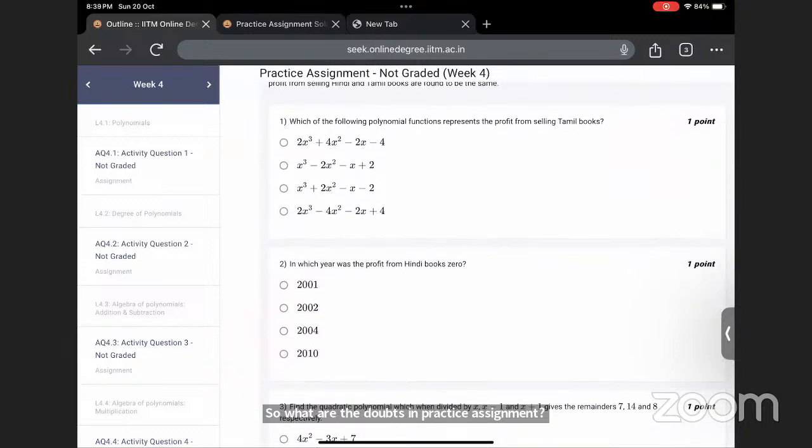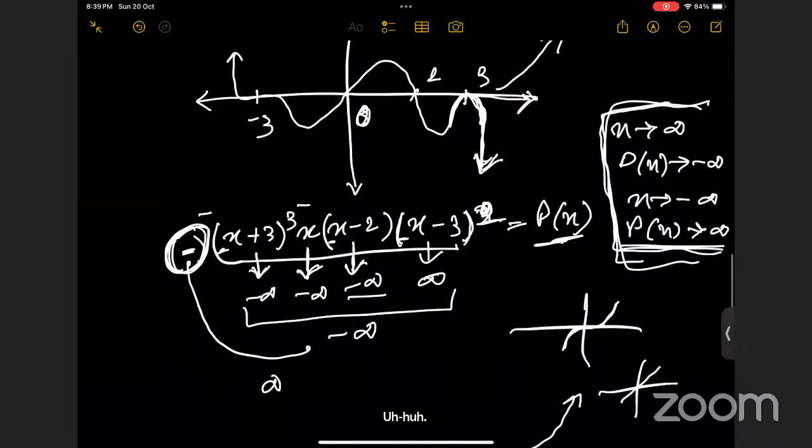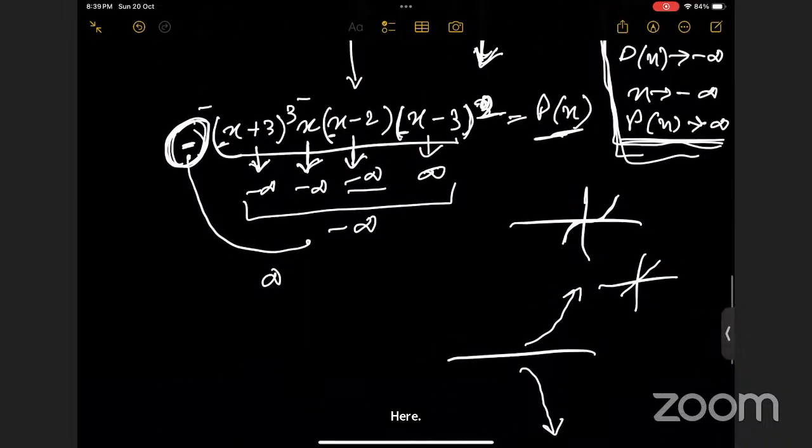Madam, did you solve the previous one? Sorry to interrupt. So then, what is the value of A, madam? A is -1. So you arrived at that from the end behavior.